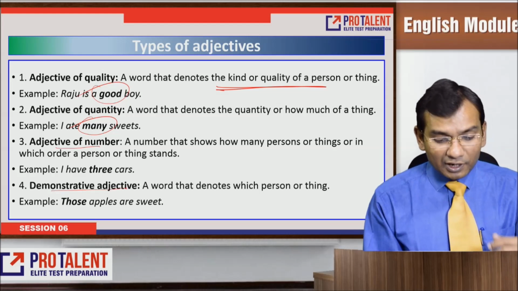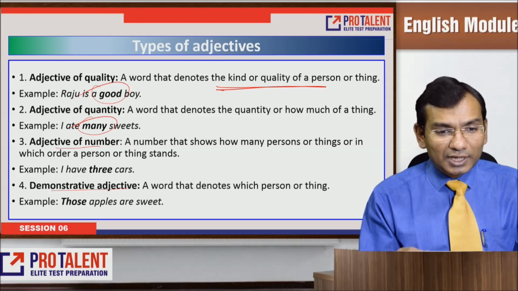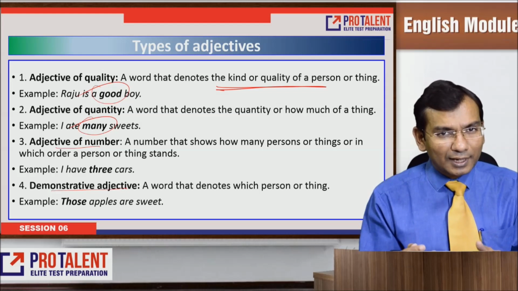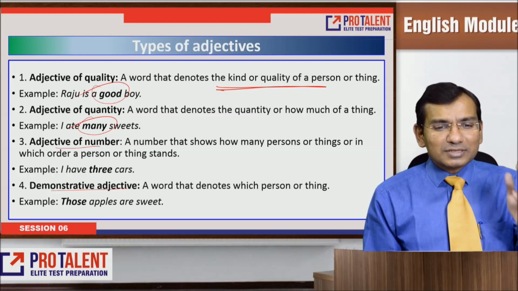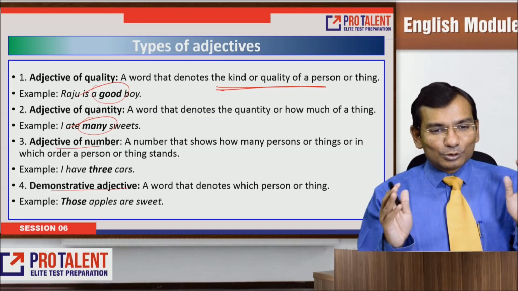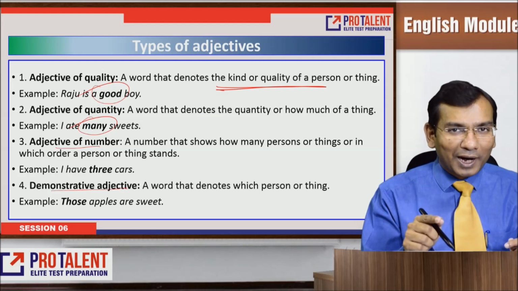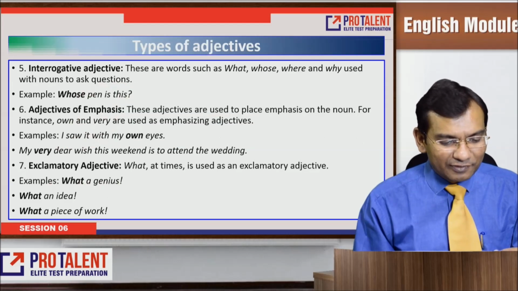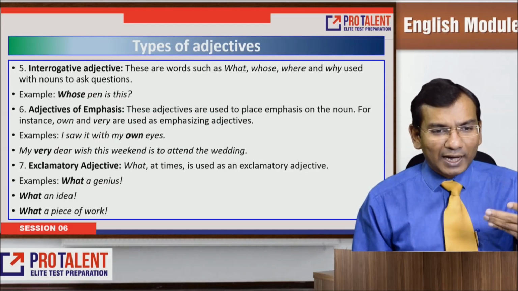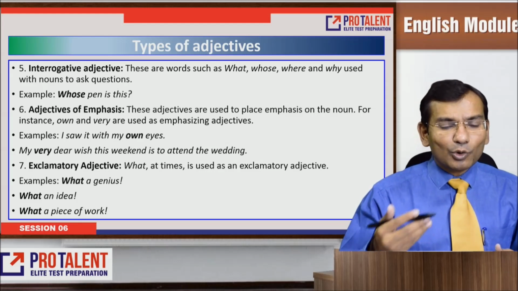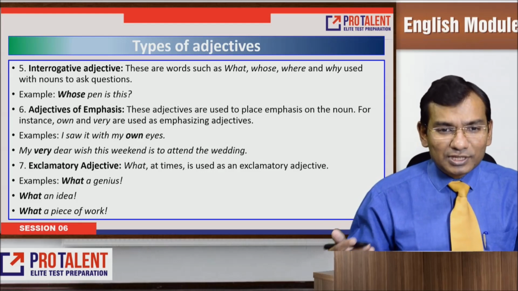Demonstrative adjective, a word that denotes a person or thing. एक तरीके से अगर हम बात करें तो ये pronoun है roughly. So they say those apples are sweet. So those are demonstrative part and they are adjective. Then we have interrogative adjective like what, which, whose, ठीक है, they are called interrogative. Whose pen is this? So that's an adjective.